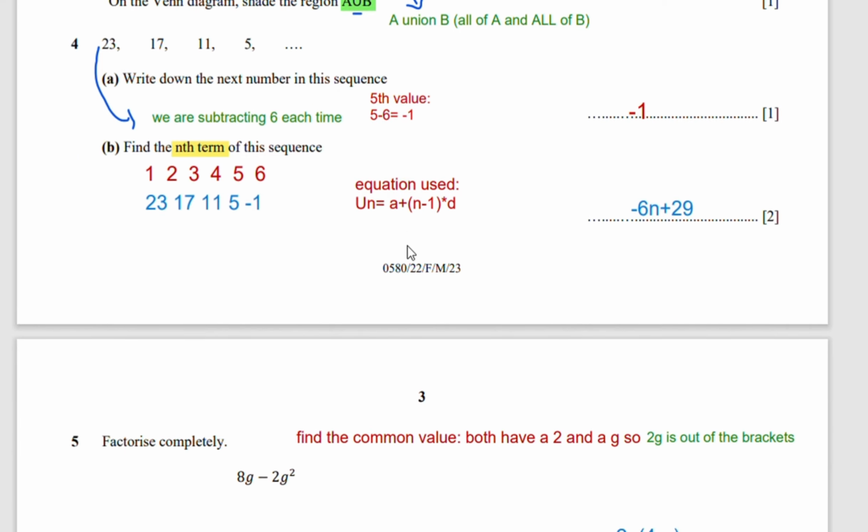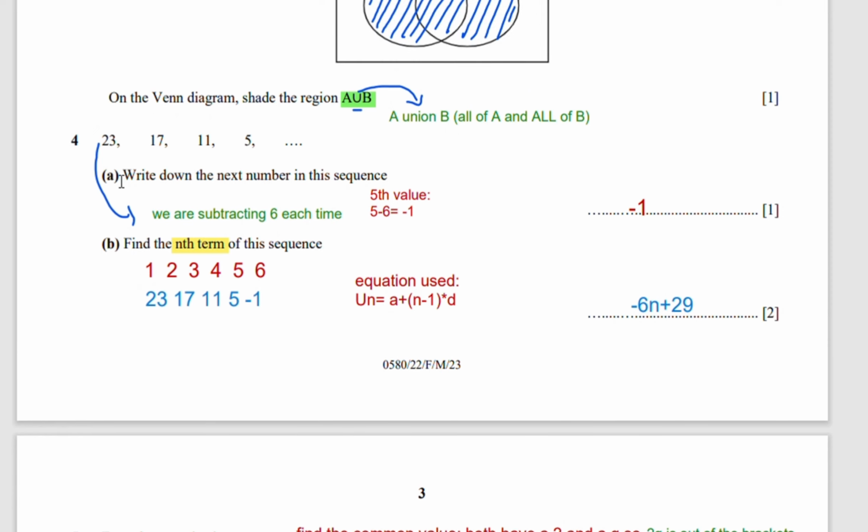Okay. So find the nth term of the sequence. Now, how can we know it? We will label each with its term number. So 23 is the first term, 17 is the second term, 11 is the third term, 5 is the fourth term, -1 is the fifth term.